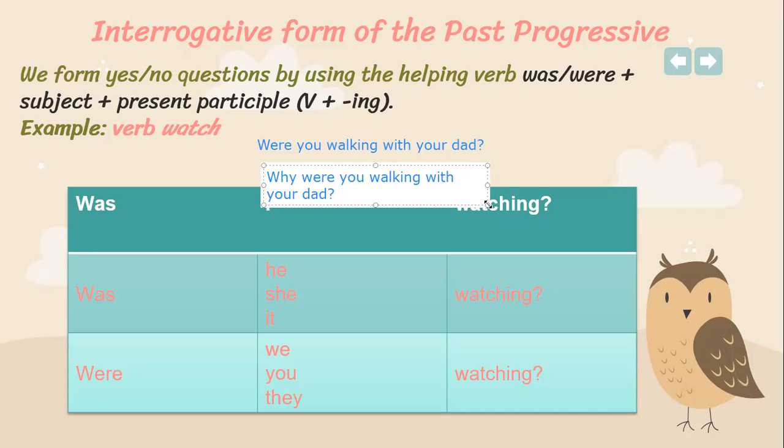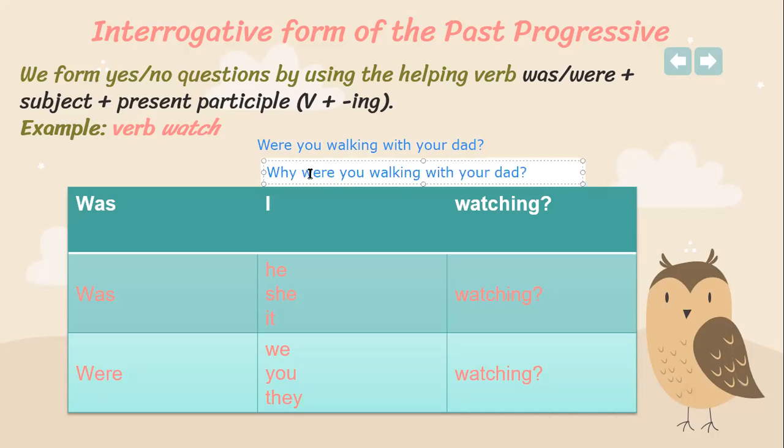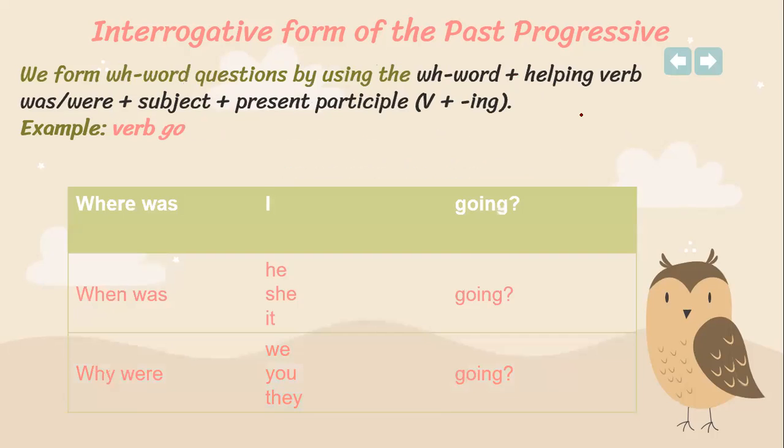So you see, guys, you can make it a yes/no question, and you can make it a question with a WH word. It's the same, but in the second one you add the WH word at the beginning. Why, then was or were, then the subject, then the verb with ing. I was going to explain it now, but Nancy explained it before me. So to form a question with a WH word, you use the WH word first, then the helping verb was or were, then the subject, then the verb with ing.